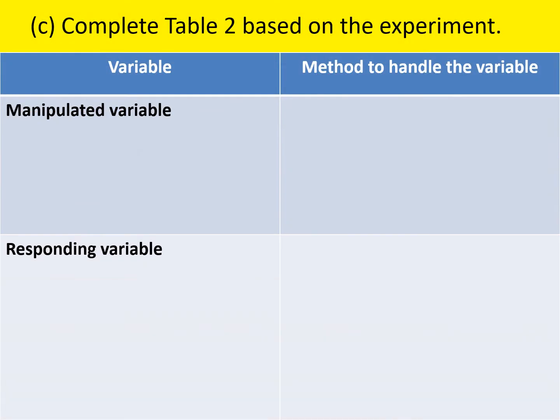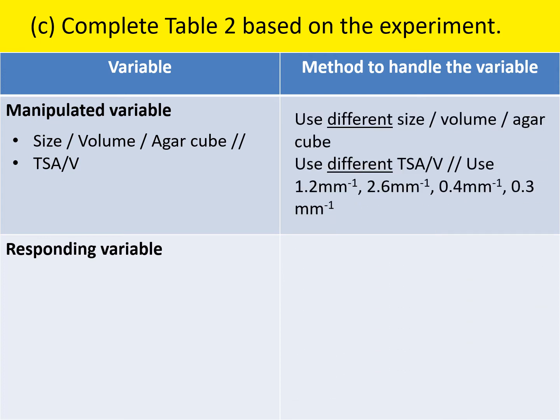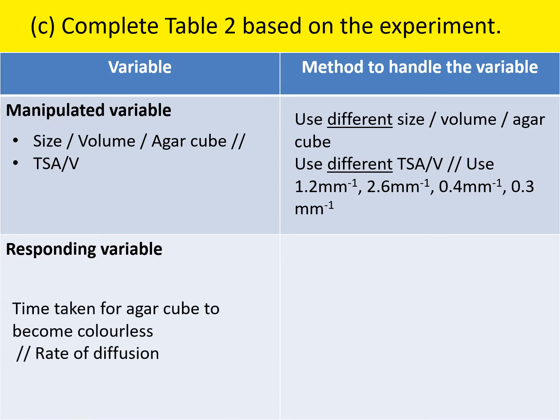Question C. Complete table 2 based on the experiments, variables, method to handle the variables. Manipulated variable, the answer is size, volume, agar cube, or total surface area to volume ratio. Method to handle variable, use different size or use different volume or use different agar cube. Or you can write use different total surface area to volume ratio, or you write all the measurement for the total surface area to volume ratio. Responding variable, time taken for agar cube to become colorless or rate of diffusion.